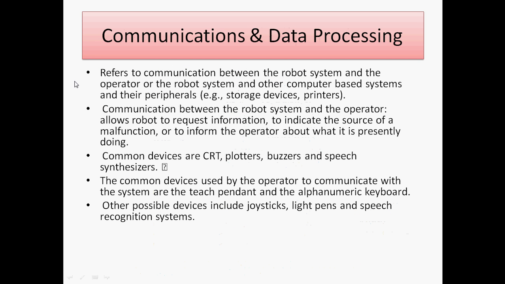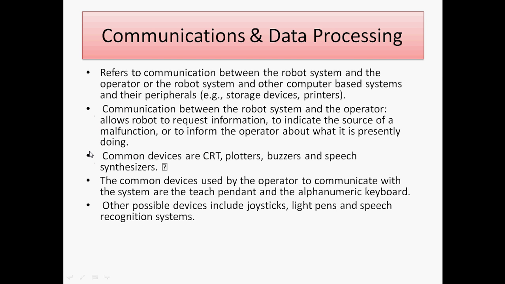Then communication and data processing. Here we have the robot with other systems, that is peripherals such as storage devices and printers. So for those conditions we have common devices such as CRT, plotters, buzzers and speech synthesis. We can also communicate with devices like joysticks, light pens and speech recognition systems. So also we have these conditions, and that is the approach for communication and data processing.